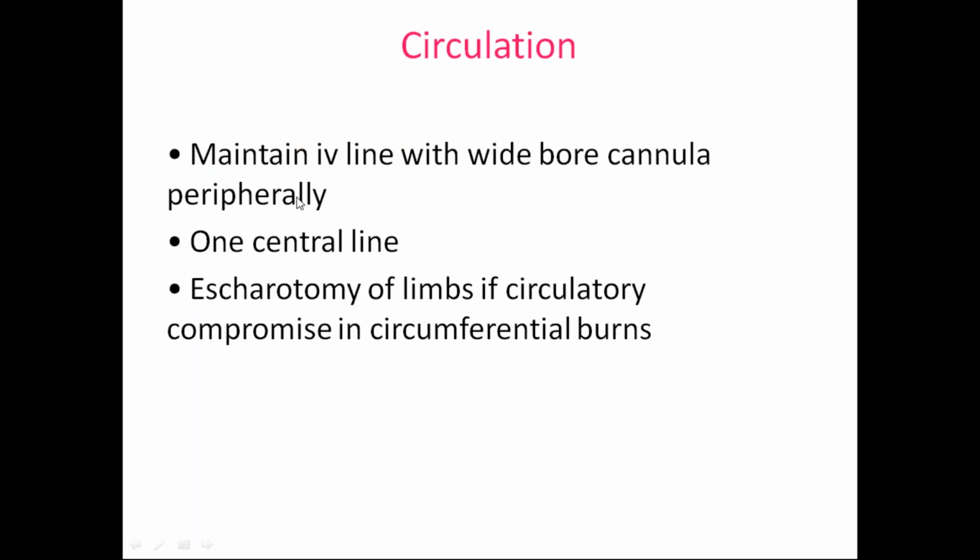Circulation. We should keep the IV lines. Two broad IV lines should be kept. First preferred is the hands, then the antecubital fossa, then the neck. If it is not possible, before going for the central line, we have to do a venous cut down, and then we have to try for cannulation of the saphenous vein. If it is not possible, then we can go for a central line.